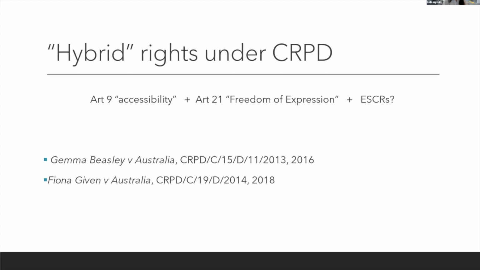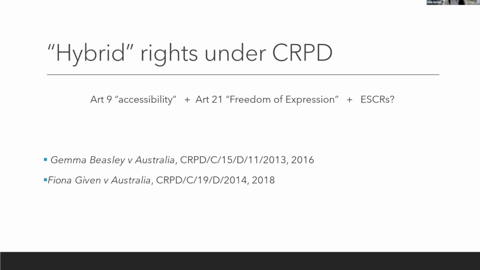So if you put Article 9 together with Article 21 of the Convention, which is on freedom of expression, including access to information, we could maybe form a puzzle that economic, social, and cultural rights could also fit into. And I thought a good way of showcasing this would be by looking at some of the decisions of the CRPD committee. So in Gamma Beasley and Australia, some of you might already be familiar with one or more of these decisions.